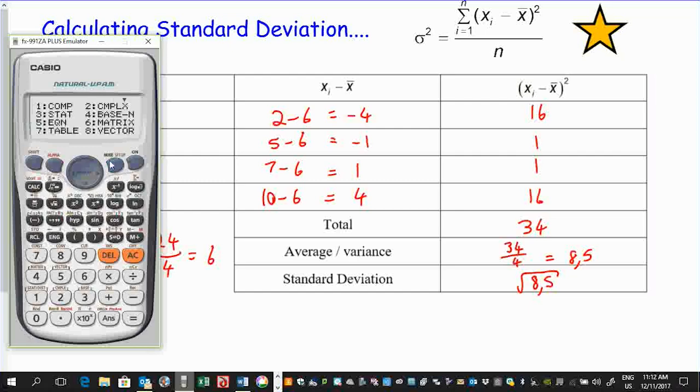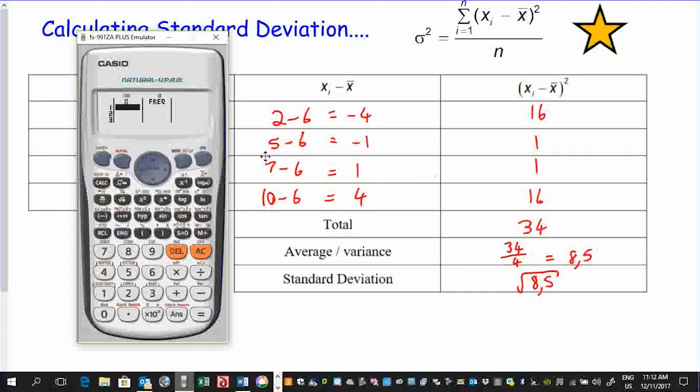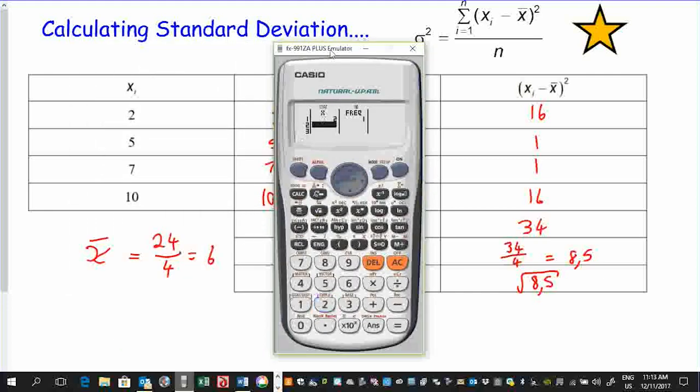Right, so we go mode, stat, and we're going for one variable stats. You'll notice I've got the frequency mode turned on my calculator. That's a good idea, and I'll show you how to turn that on just now. All right, but we're going to put in our data items, 2, 5, 7, and 10.